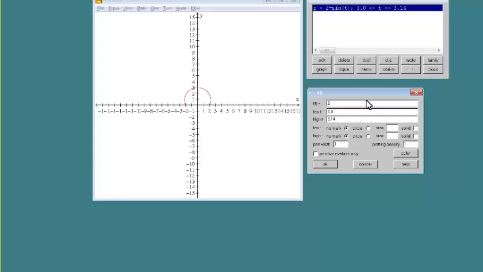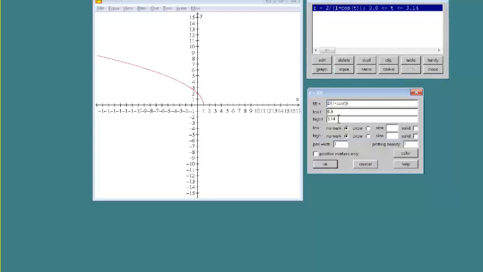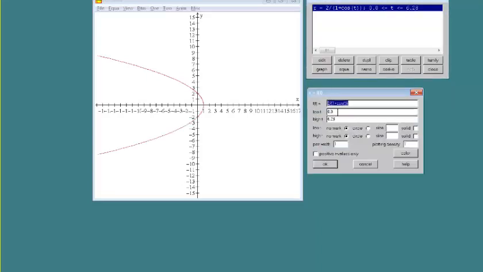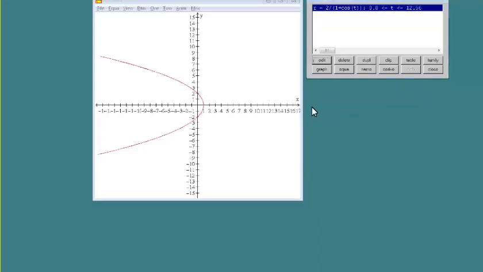Now let's look at 47, which is 2 divided by 1 plus the cosine of theta. So that is from 0 to pi. If you go to 6.28, we see that. And if we go to 12.56, which is 4 pi, we don't see any change. So it seems to be a similar kind of thing.